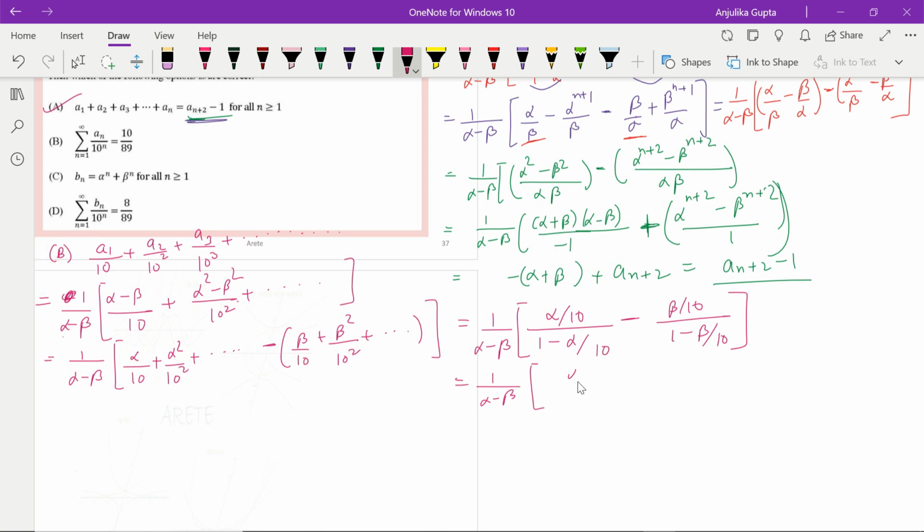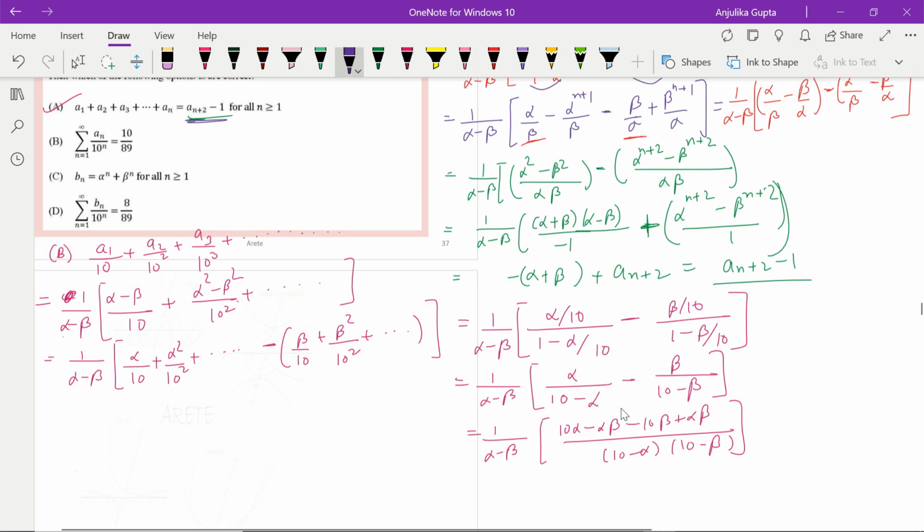Let's do that, one more step. I can cancel 10 because I can take LCM to be 10. 10 minus alpha, again 10 cancelled, 10 minus beta. Again I will take an LCM: 10 minus alpha, 10 minus beta. What do you get on the top? 10 alpha minus alpha beta minus 10 alpha plus alpha beta, right? That's all you get. Let's cancel things.